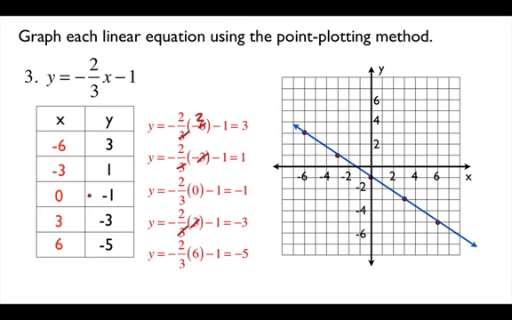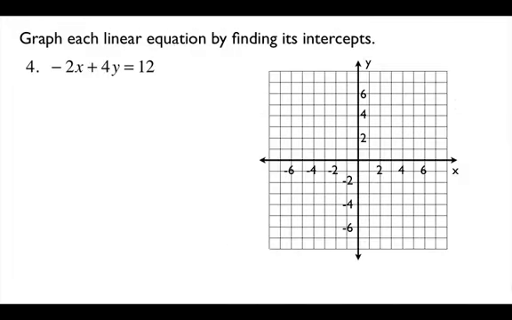In a future section, you're going to learn how to do this without using this point plotting method. And you're going to notice that it's going to be a lot easier. But anyway, let's continue on with the next one, number 4. So the direction is a little bit different. It says graph the linear equation by finding its intercepts. They're referring to the x and the y-intercept.